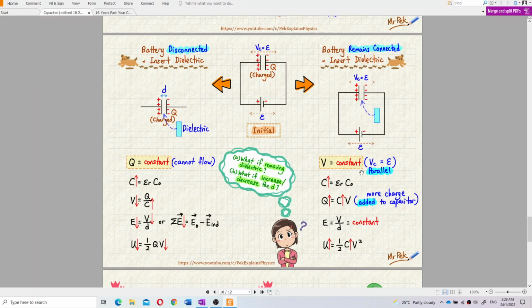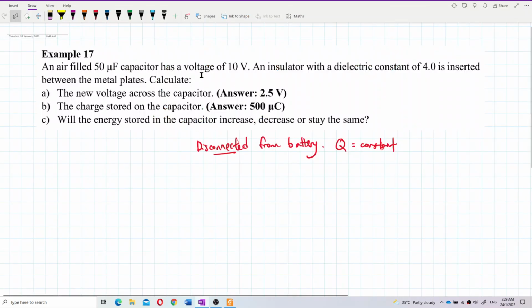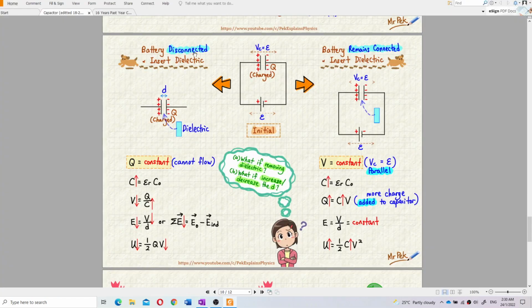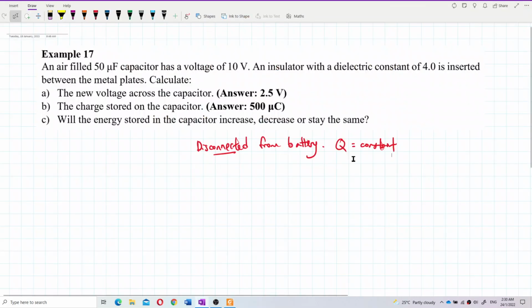Voltage is constant. But since this question doesn't mention anything about a battery, that means this capacitor is not connected to a battery. So the battery is disconnected, and we can say the charge is constant. This is the first thing you should know for this question.